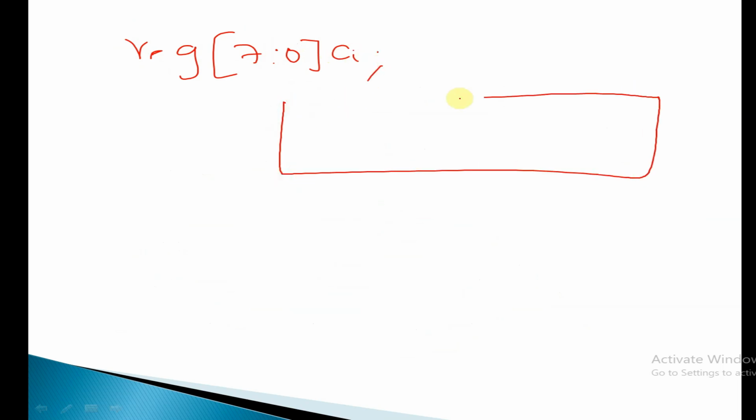So let's say I have declared reg [7:0] a, that is, I am having a vector of 8 bits: 0, 1, 2, 3, 4, 5, 6, 7. I'm having a vector like this.